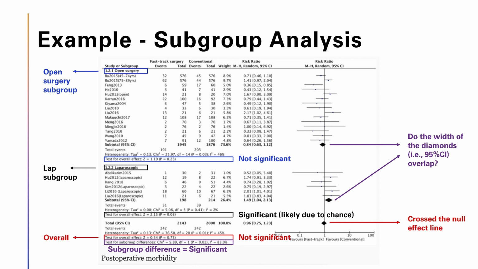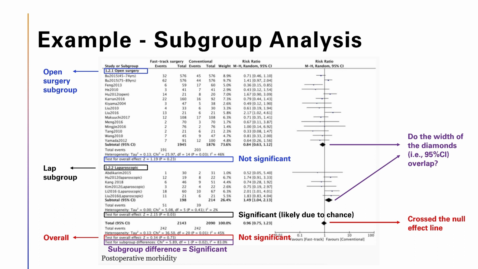Besides looking at the p-value for subgroup difference, it's also important to examine if the confidence intervals of the two subgroups overlap. If the two confidence intervals overlap significantly, the two subgroups are unlikely to be significantly different from one another. So over here, the two confidence intervals, as evidenced by the two diamonds, only overlap slightly, so the difference between both can still be statistically significant.